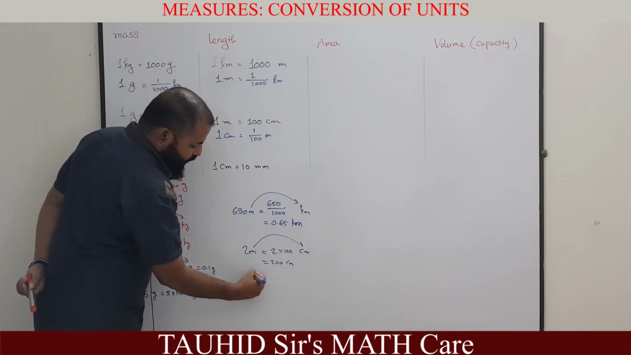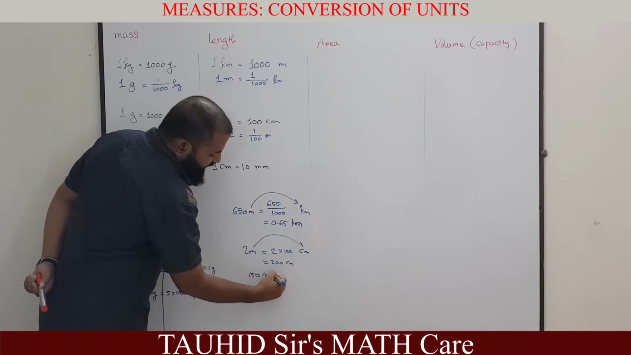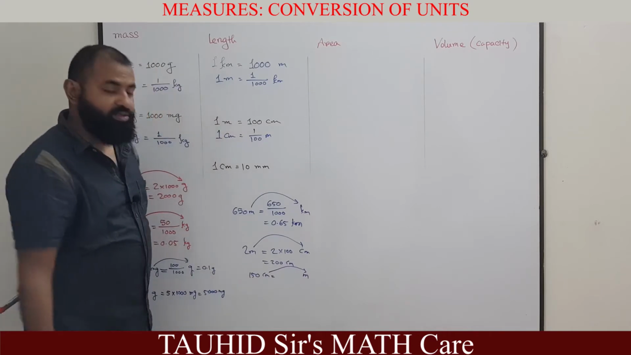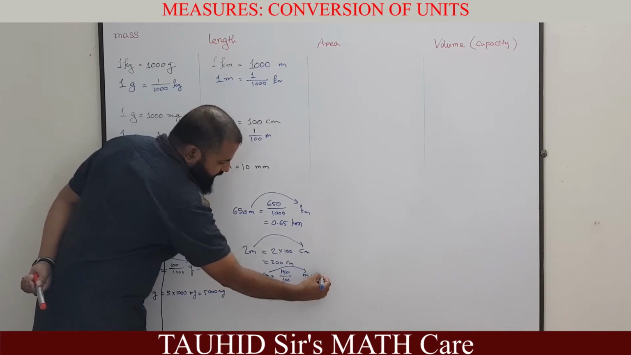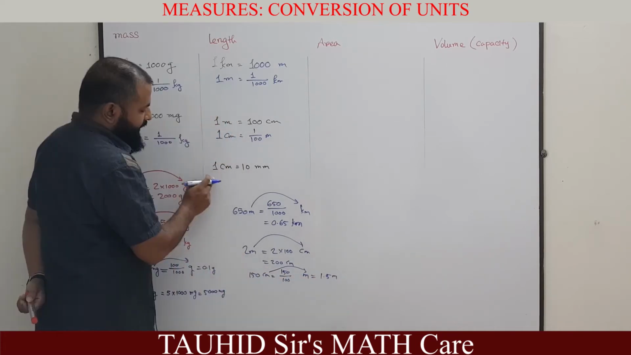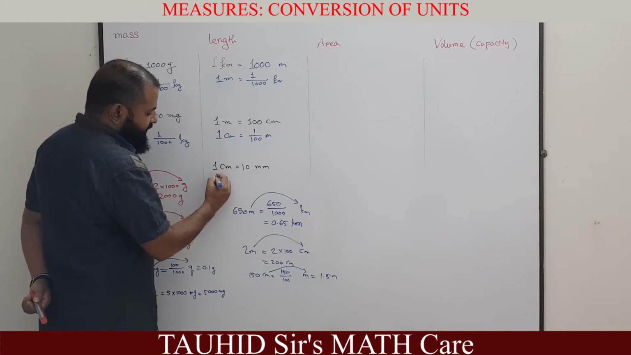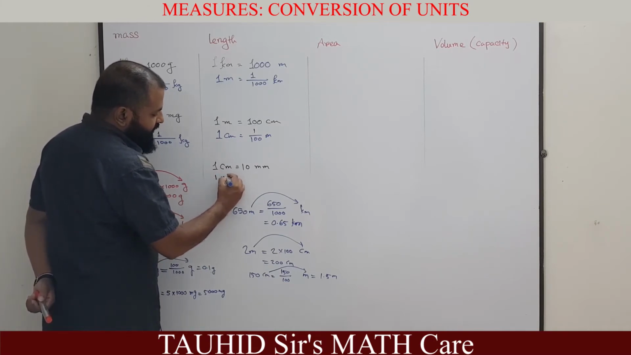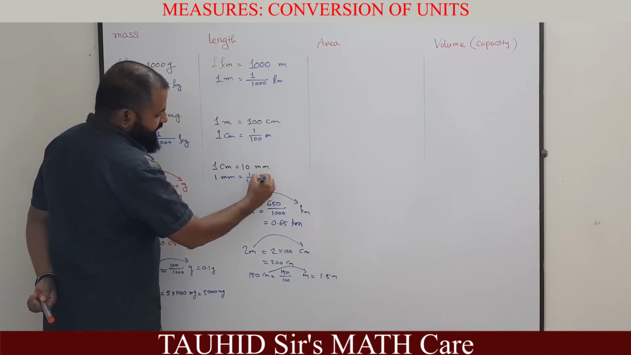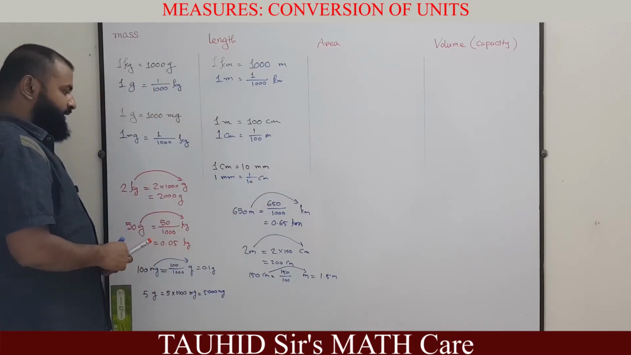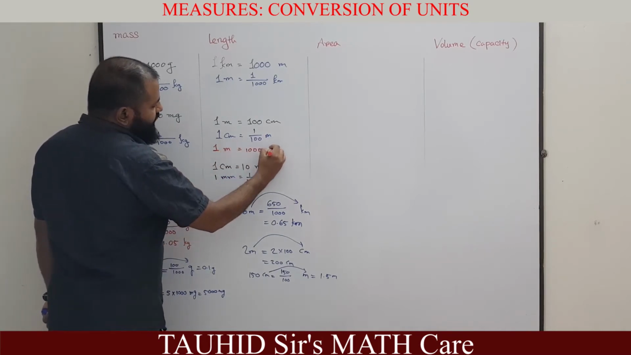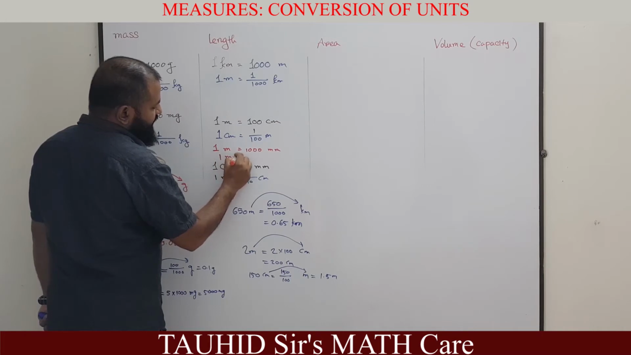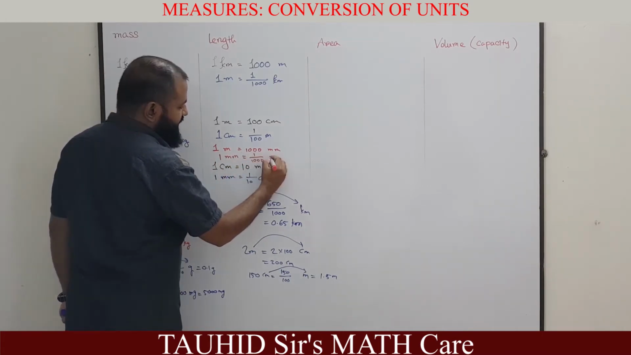If I ask you to convert 150 centimeter to meter, from smaller to larger unit, that means we need to divide. 150 divided by 100 meter, that means 1.5 meter. Again 1 centimeter equals 10 millimeter, that means 1 millimeter equals 1 by 10 centimeter. And also 1 meter equals 1000 millimeter, that means 1 millimeter equals 1 by 1000 meter.